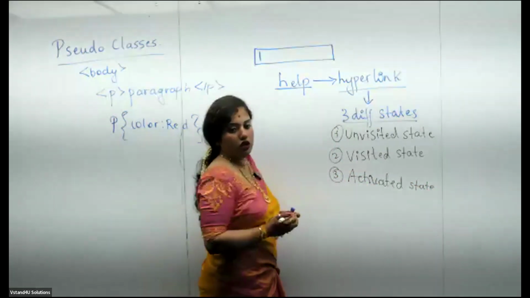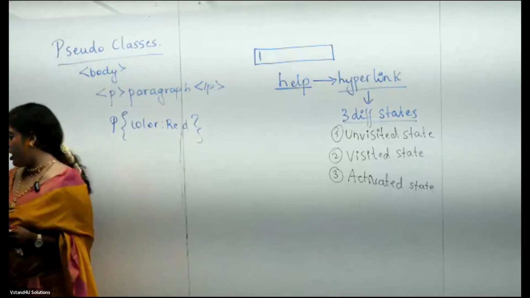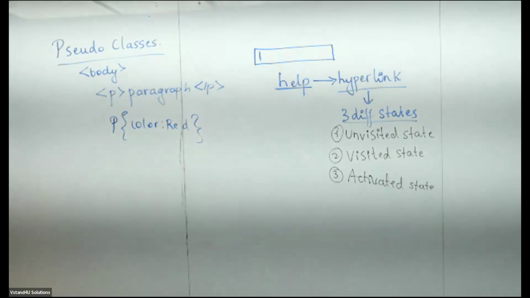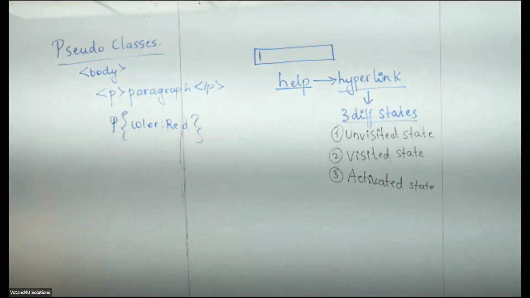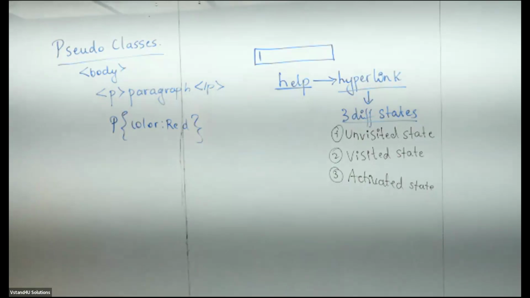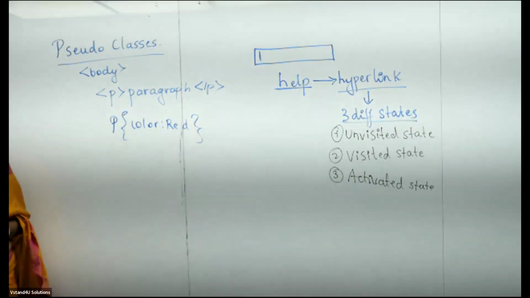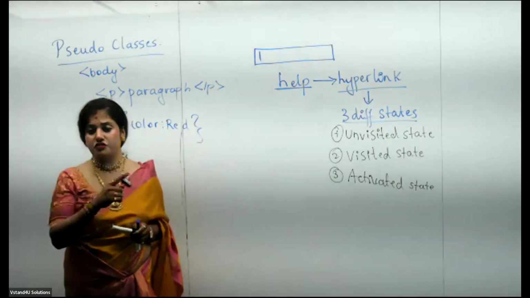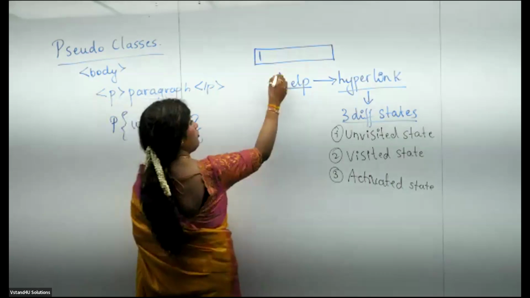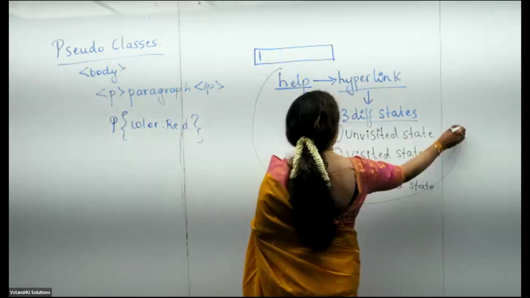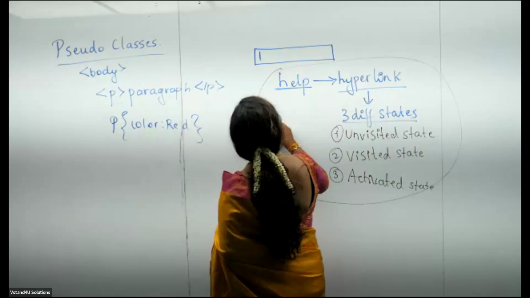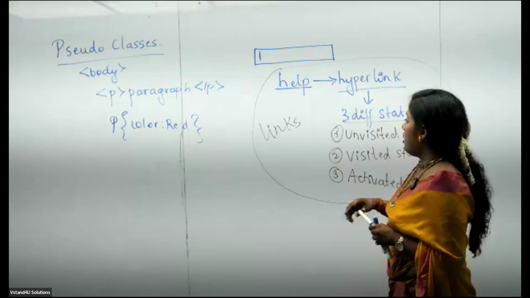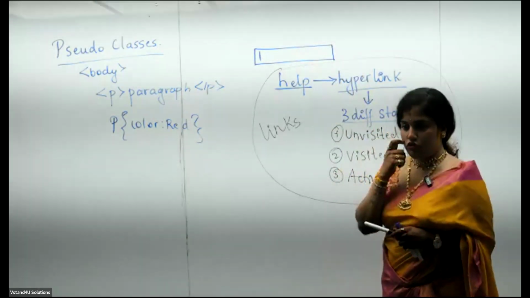Yes or no? So, in hyperlinks, how many states do you have? What are the 3 different types of states? Unvisited state, visited state, and activated state. Yes or no? So now, the first one you understood. That is for links. Whichever I have used here, this is for links. Clear?